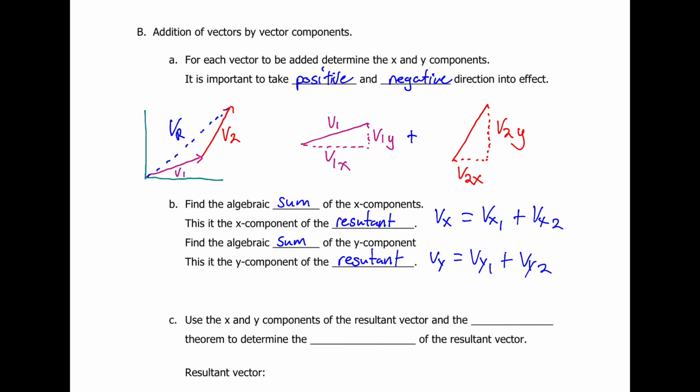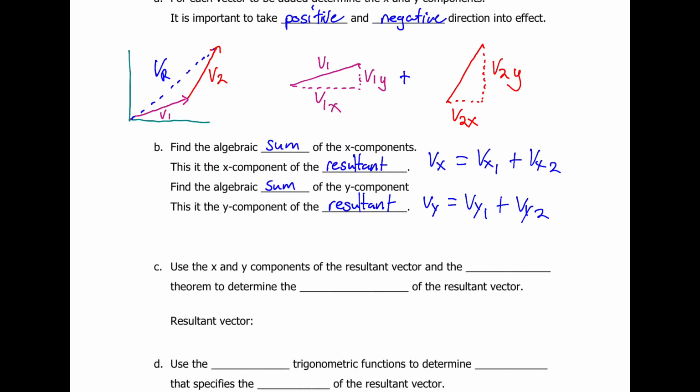Resultant. That's just my bad spelling. Thank you. It's result and then ant. Yeah, my bad spelling. Too excited.